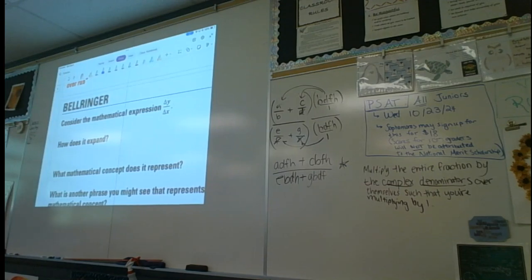Delta y over delta x. How does it expand? Do you guys remember? y2 minus y1 over x2 minus x1. Yep, so that's really our formula for slope, right? The difference in y's over the difference in x's.